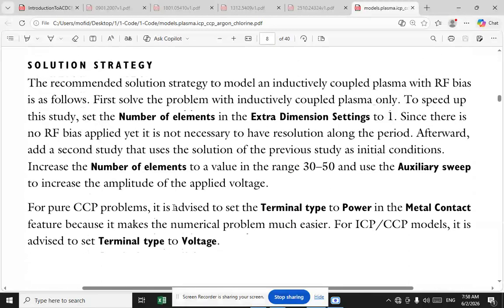Solution strategy. The recommended solution strategy to model an inductively coupled plasma with radio frequency bias is as follows.